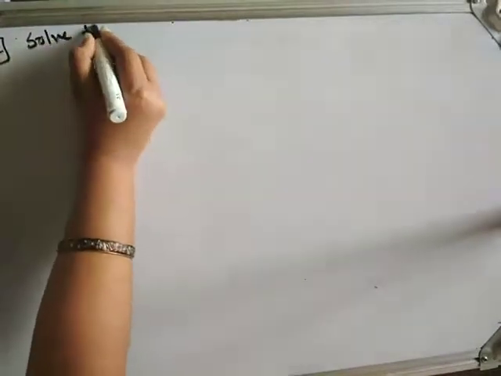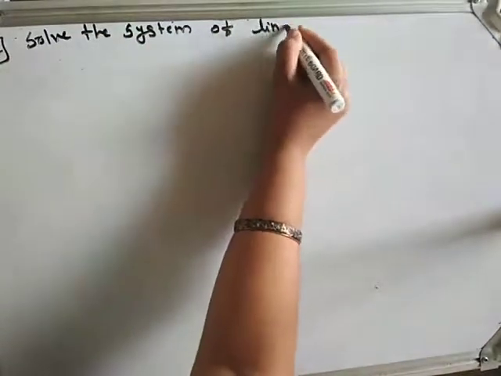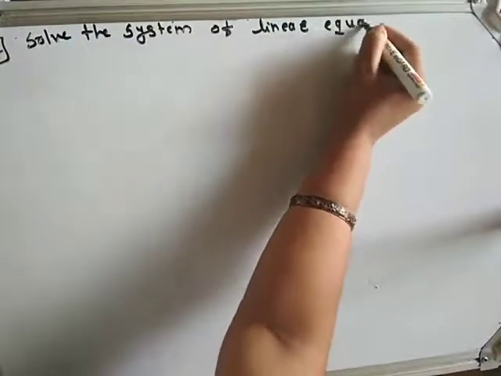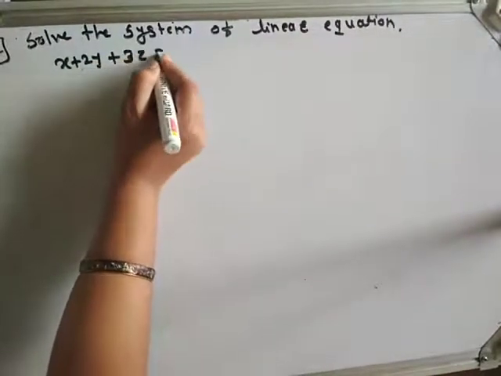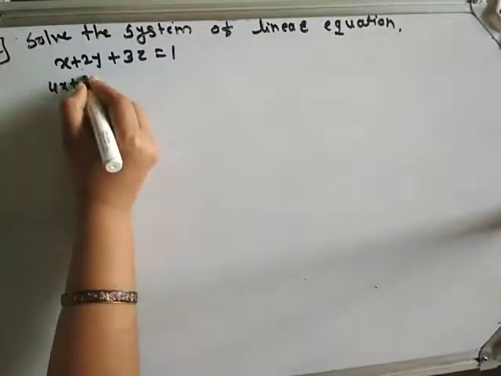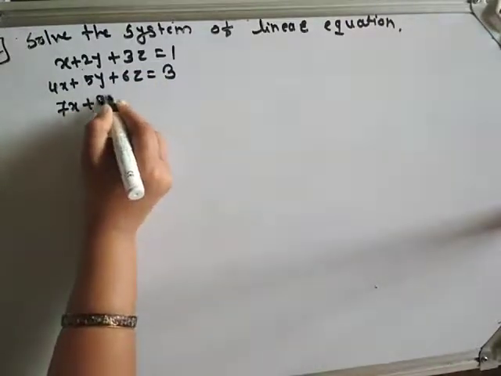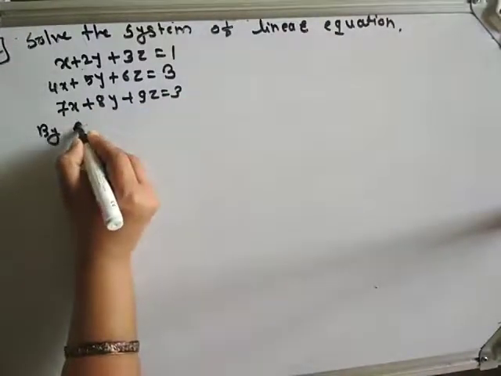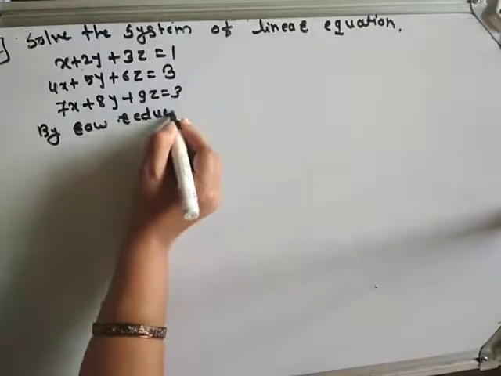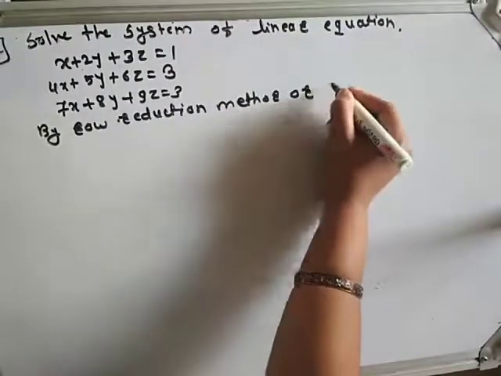Let us take a second example. Solve the system of linear equations: x plus 2y plus 3z is equal to 1, 4x plus 5y plus 6z is equal to 3, 7x plus 8y plus 9z is equal to 5, by the row reduction method or row echelon form.